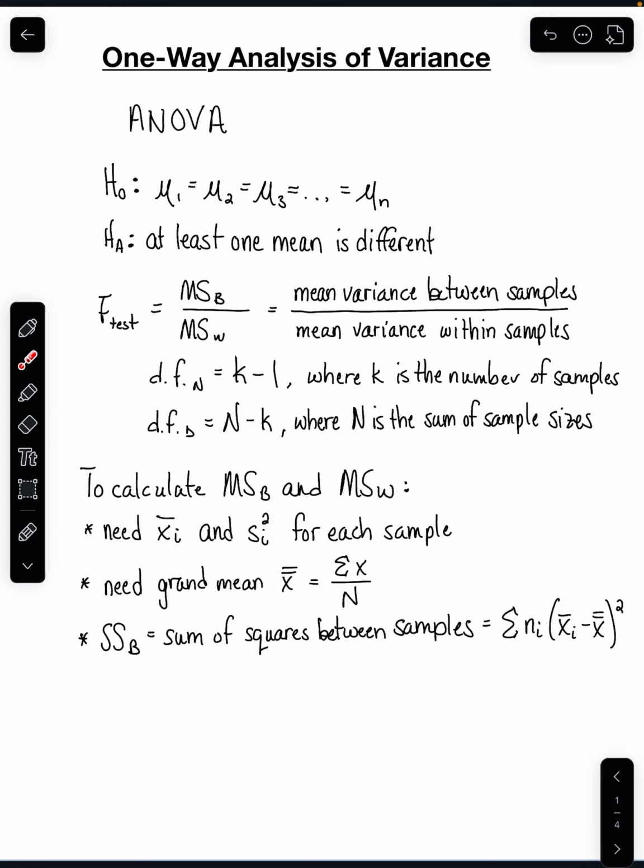So the idea here is that we're going to take the deviation of this particular sample from the whole big pooled samples, square it, and multiply it by the sample size. The idea of multiplying by the sample size is to account for how many individual values were in that sample.